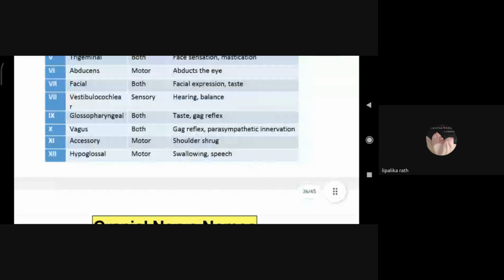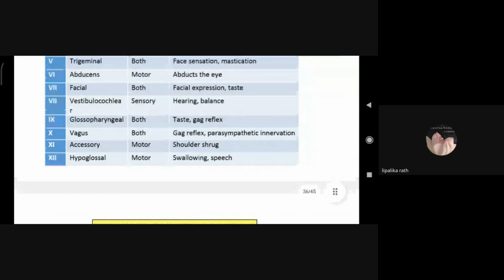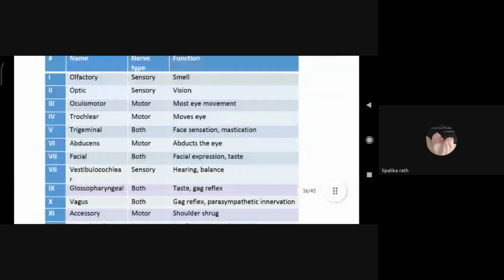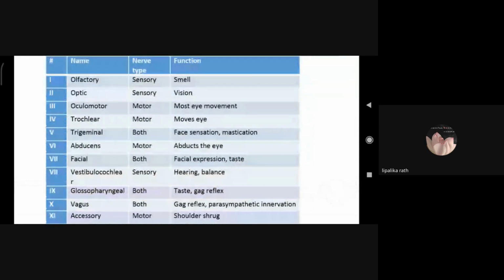Vagus is both, parasympathetic innervation and gag reflex. Accessory is motor, the shoulder shrug, and hypoglossal is also motor. It is related to swallowing and speech, meaning two nerves related to our tongue. Those are glossopharyngeal and hypoglossal. So you don't need to remember all these, just have a concept.